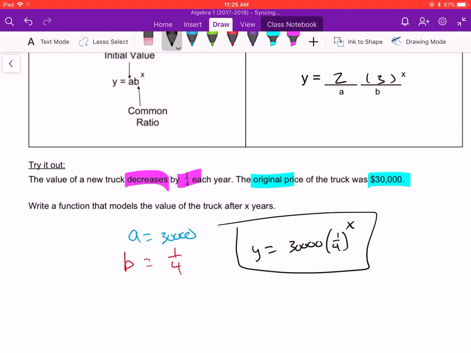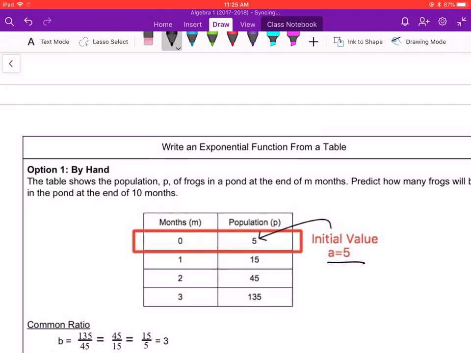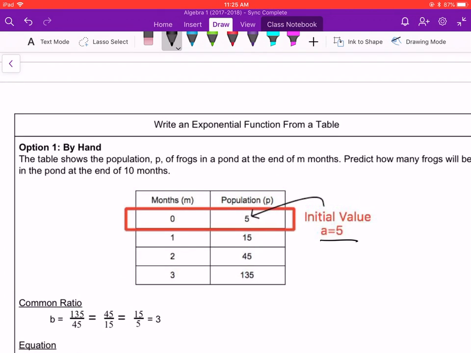All right, one last part. What if I give you a table? Okay, from a table, highlighted in red there, you're at 0. At 0 is always your initial value. So at 0, it doesn't matter if it gives you negatives wherever. At 0 is what is always your initial value.